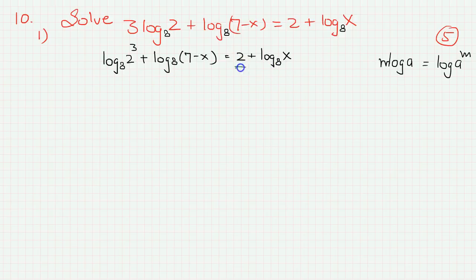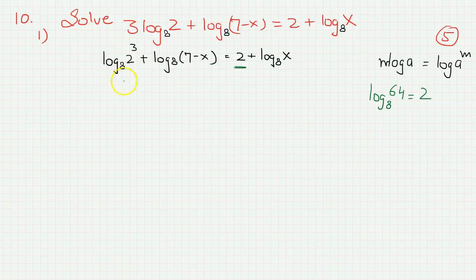Now in this equation we have the number 2 which does not have a log. So what is the value of log base 8 is equal to 2? That is 8 power 2, that is 64. So 2 can be written as log 64 base 8.